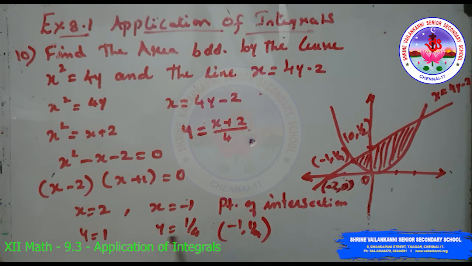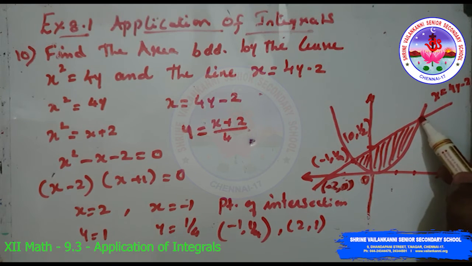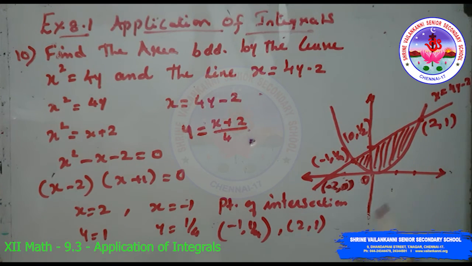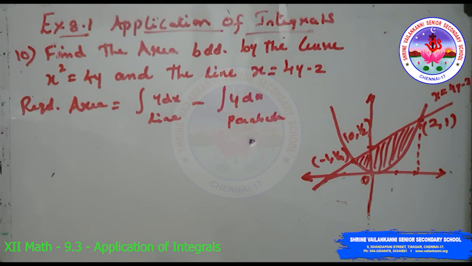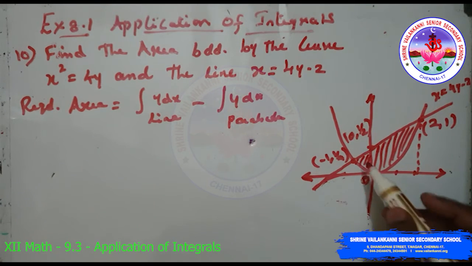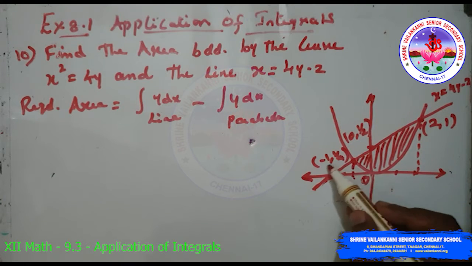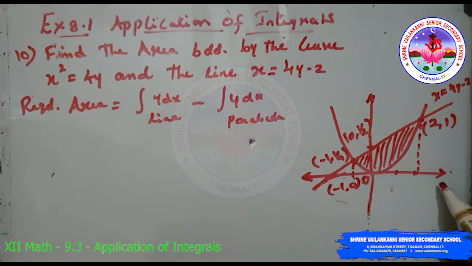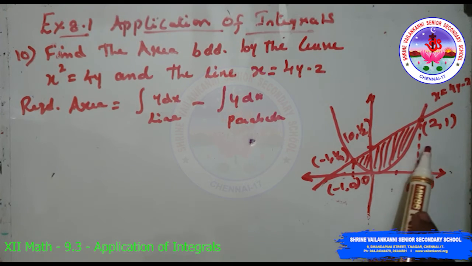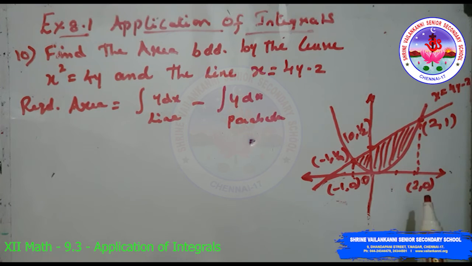So this point. And when x is 2, y is 1. So 2, 1. So this point is 2, 1. So we have to find the area of the shaded region. When we subtract parabola from the line, we get the required area. Here the coordinates of x are, so this point minus 1, 0 and this is 2, 0. Hence the limits are minus 1 to 2, subtracting parabola from a line.